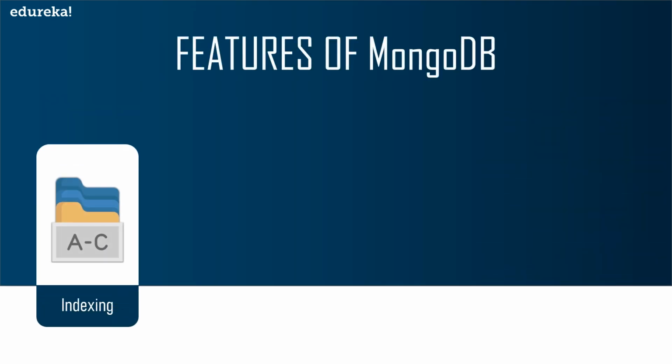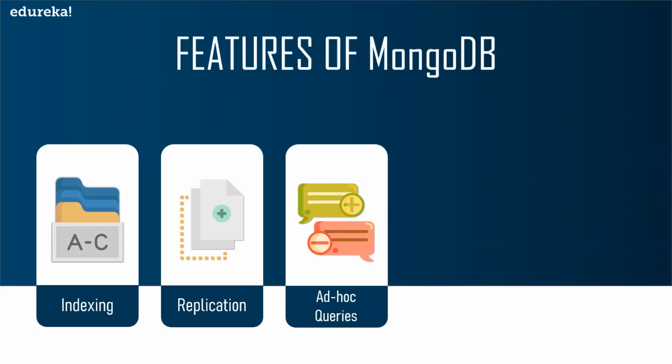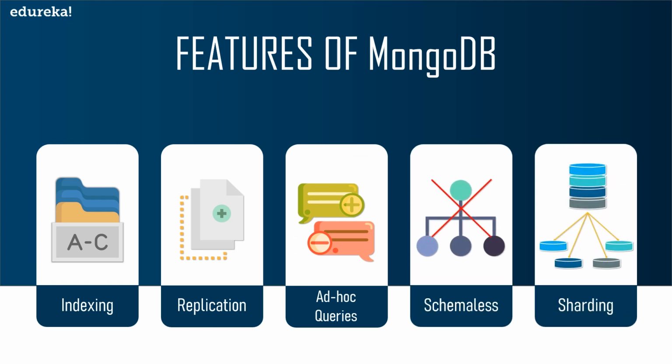Features of MongoDB. The first features are indexing, replication, ad hoc queries, schemaless, and sharding. These are some of the features which we're going to discuss later on in the sessions and see how these can be used in our applications.